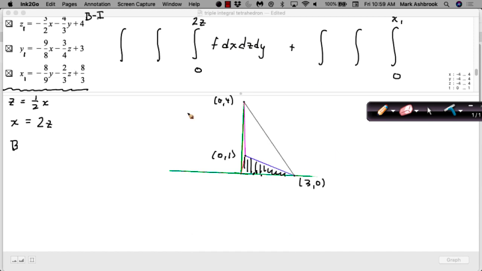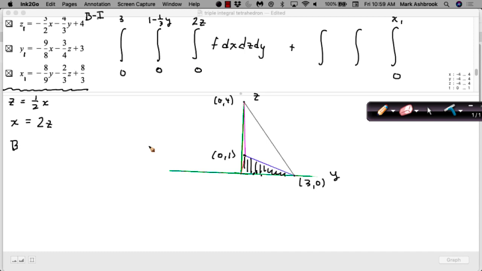Okay, so z goes from 0 to this right here. Right? And we need z as a function of y. So what is that? Is that 1 minus 1/3 y? I got a z-intercept of 1 and a slope of -1/3. And then y goes from 0 to 3. So I'll just stop there. That was a very disjoint delivery of that.